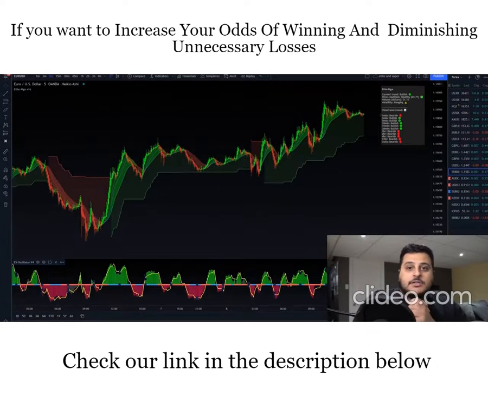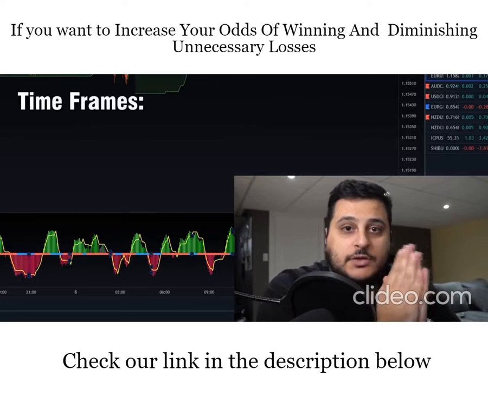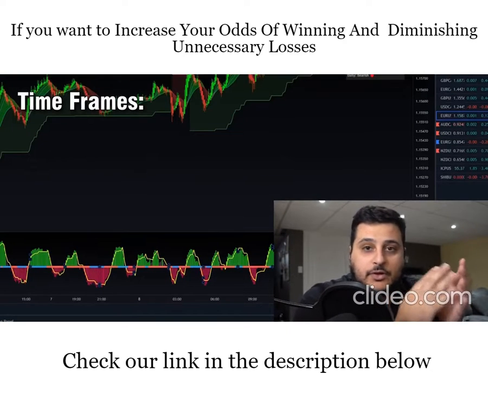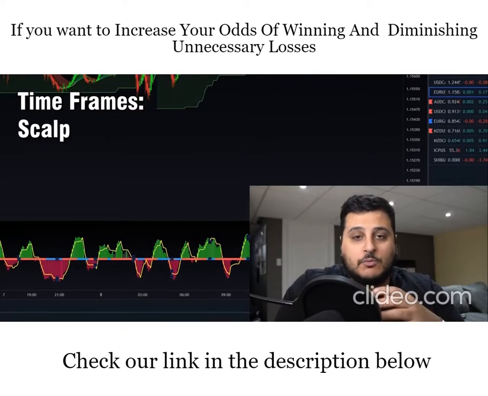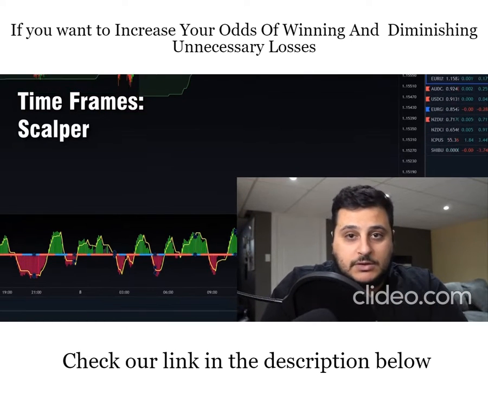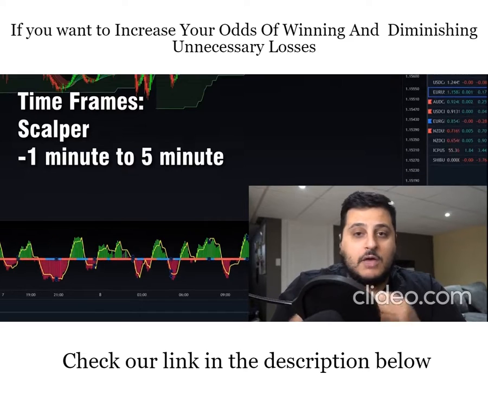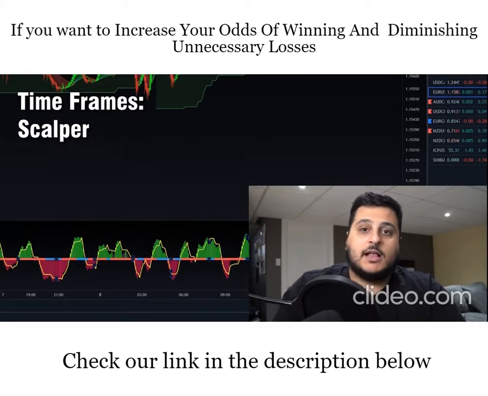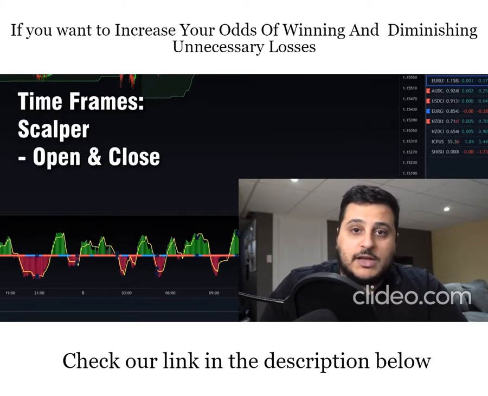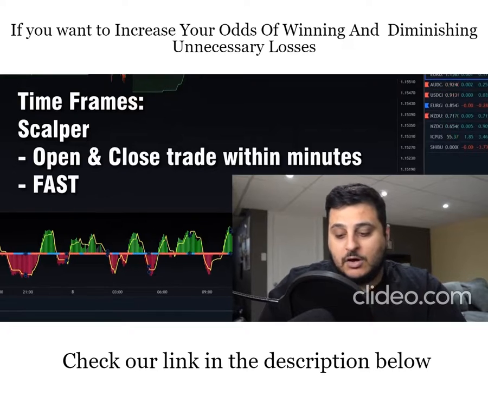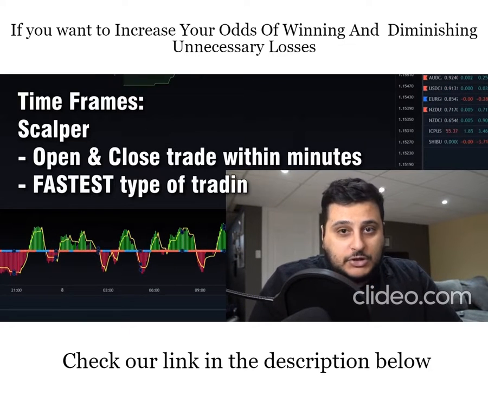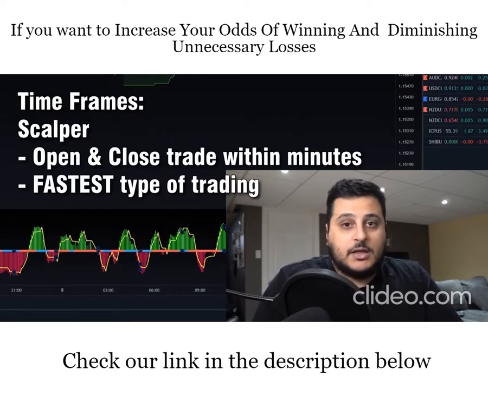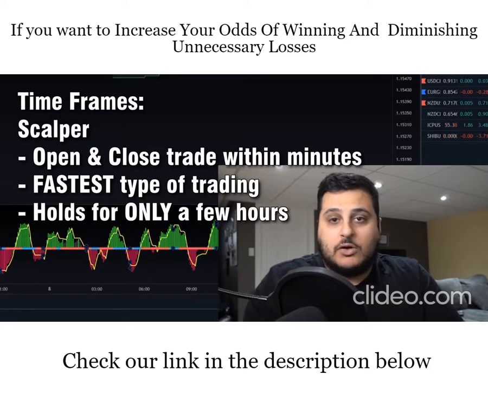All right guys, let's get into the strategy. So the first thing, guys, I want to talk about is time frames, which ones to use, right? It really depends on what type of trader you want to be. If you want to be a scalper, then you want to be using the 1 minute to 5 minute time frame. If you don't know what a scalper is, it's someone who likes to trade and close that trade within minutes, guys. Your trades are really, really fast. You're pretty much doing the fastest type possible of trading, and you do not want to be holding a trade longer than a couple hours.